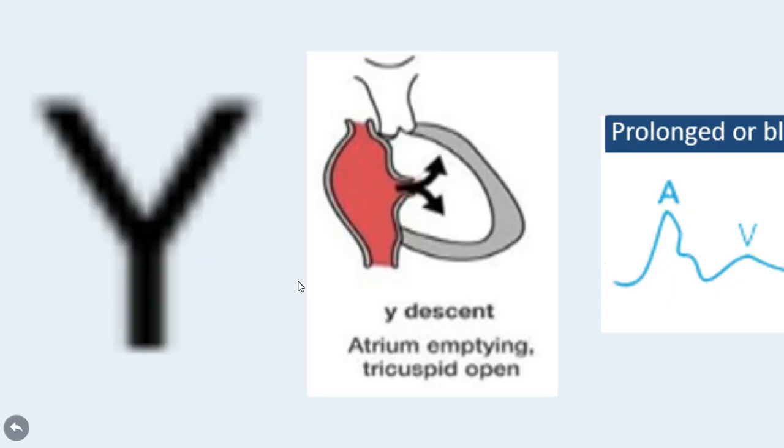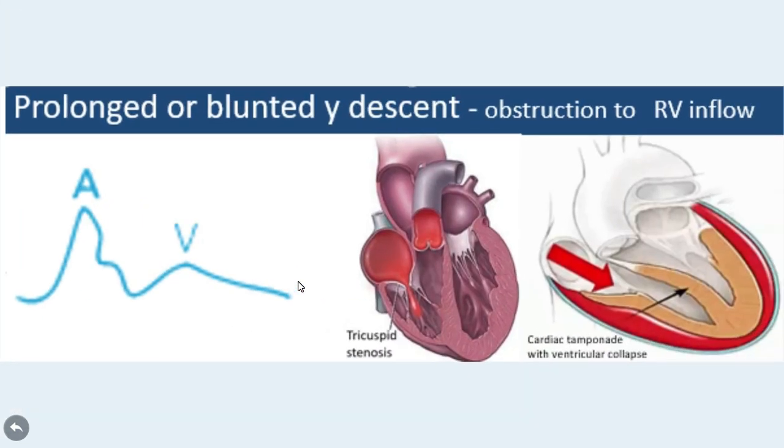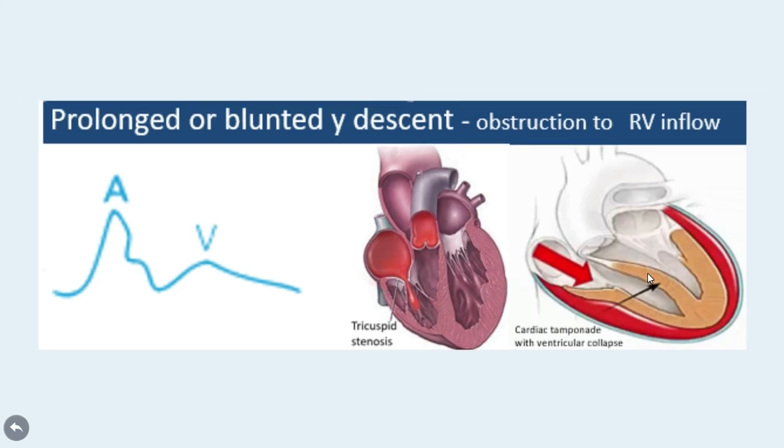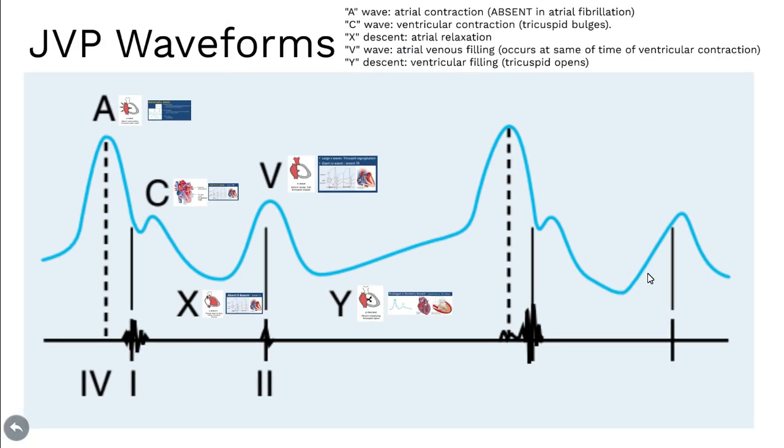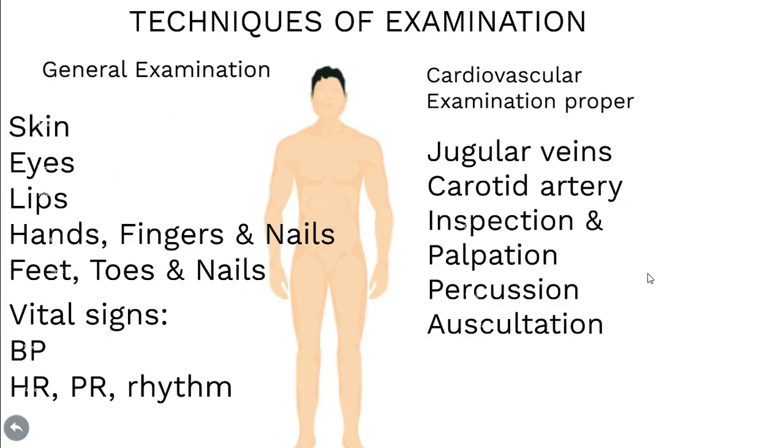Y descent is when the atrium empties while the tricuspid opens. So if there is an obstruction to RV inflow, like in a patient with tricuspid stenosis, or there is excessive fluid accumulation at the pericardium, and a patient with tamponade, there will be a compression of right ventricular inflow. So the Y descent will be prolonged or lengthened. That is for the JVP waveforms.